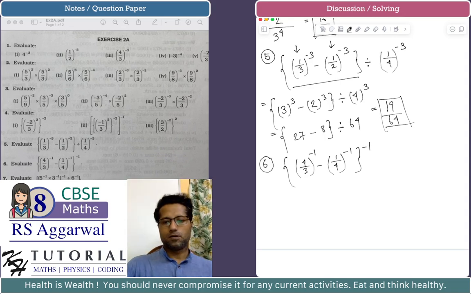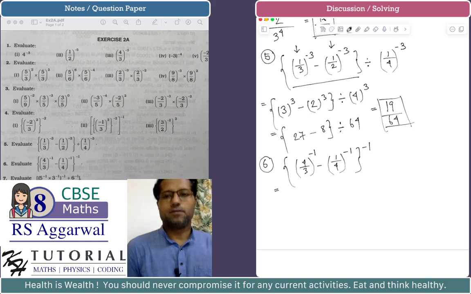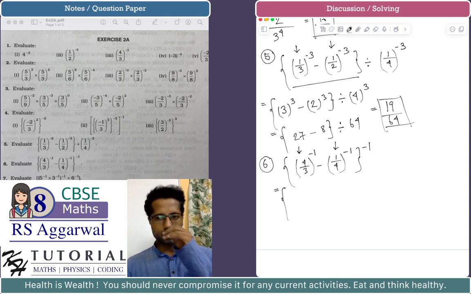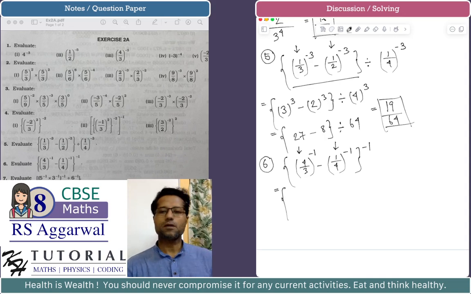Okay. So first we have to simplify the expression inside the bracket, which is a difference of two exponential terms. This is one exponential term, this is one exponential term. So we have to first convert the two exponential terms inside the bracket into rational numbers. Now 4 by 3 raised to the power minus 1 means the reciprocal of 4 by 3, that is 3 by 4. Also 1 by 4 raised to the power minus 1 means the reciprocal of 1 by 4, which is 4.